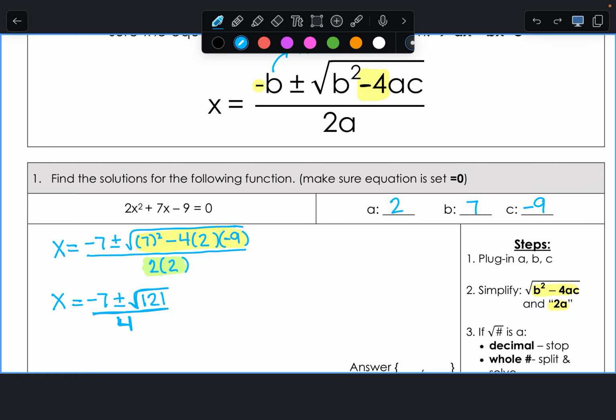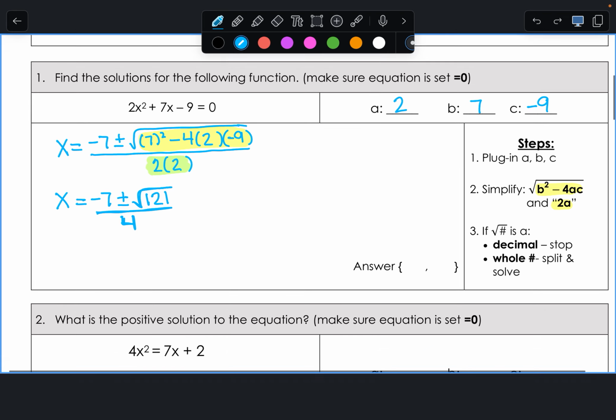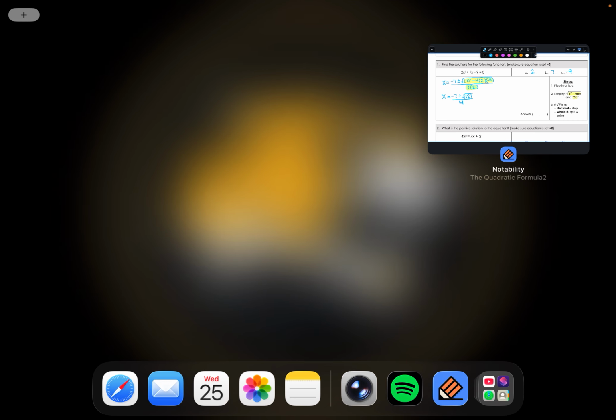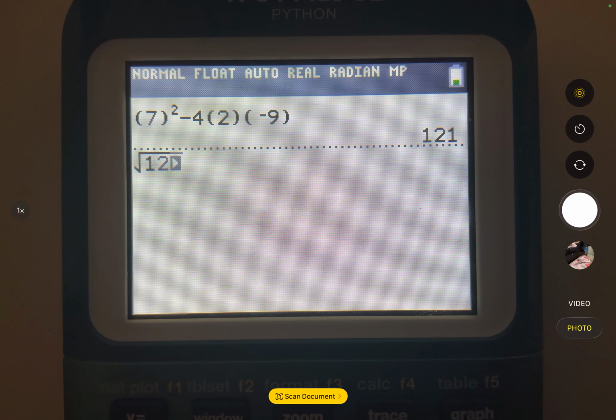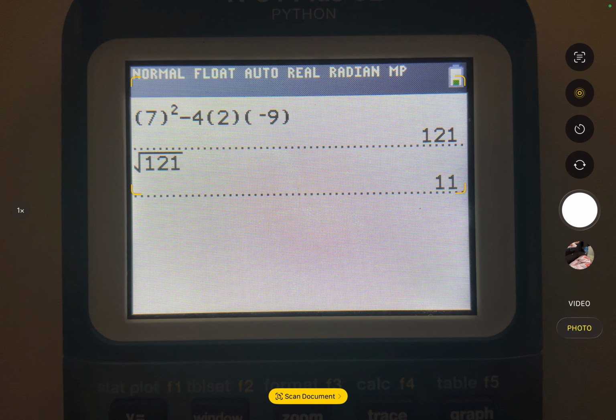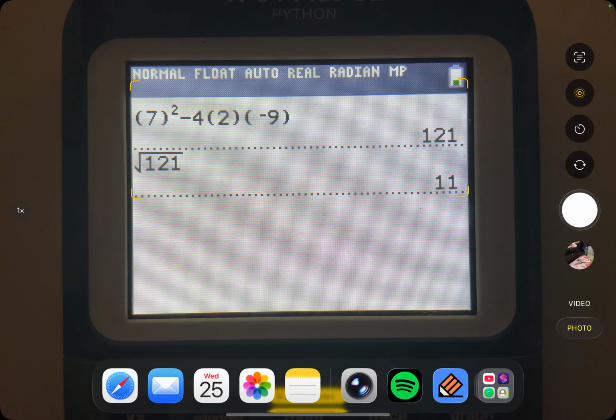Okay. All right, so the next step is to take the square root of the number, okay? If it's a decimal, that's where you stop. That is your final answer. But if it's a whole number, you continue. You split it and you solve it, okay? So if I take the square root of 121, you get a whole number. You get the number 11, okay?